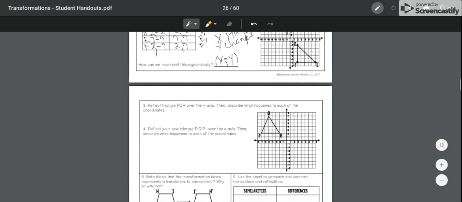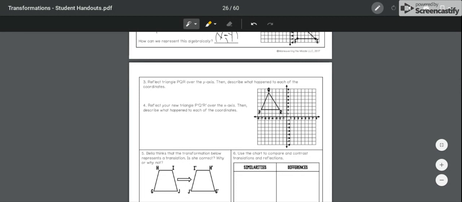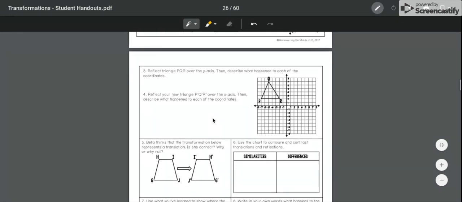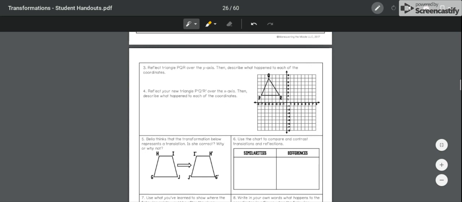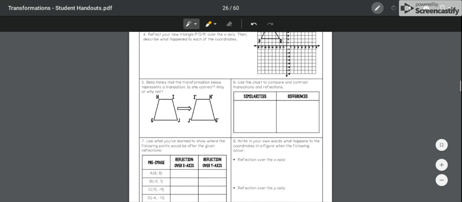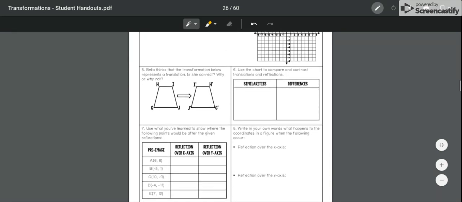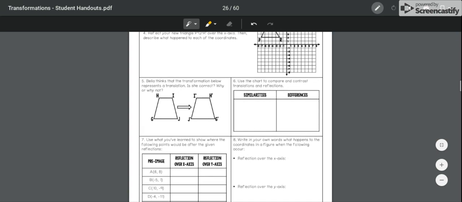Okay, so I would like you to try this next one on your own, number 3 and 4, on the back side. And then you show me that before you go on. And then we'll just keep doing one at a time and showing me.